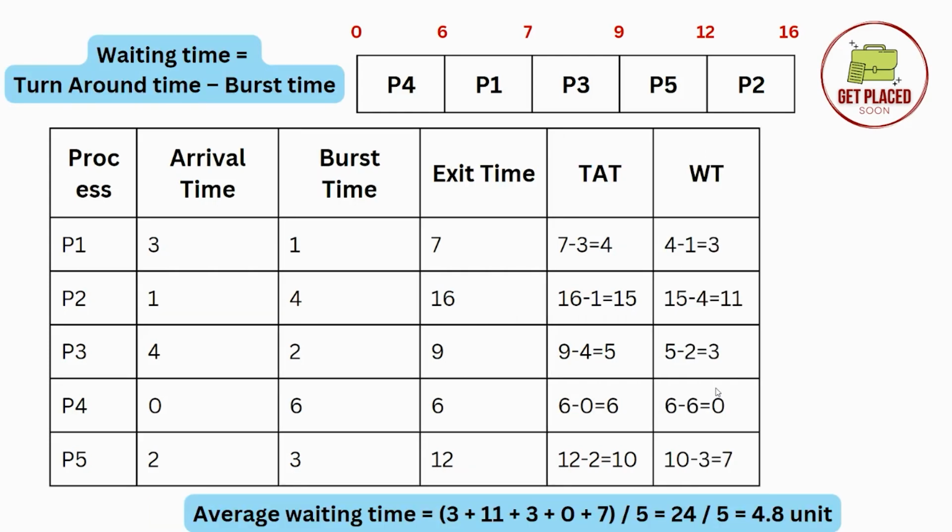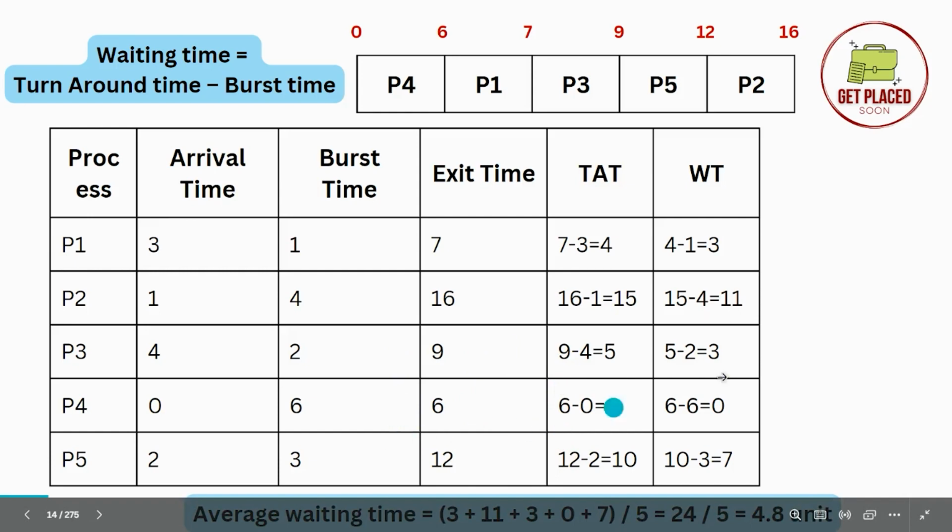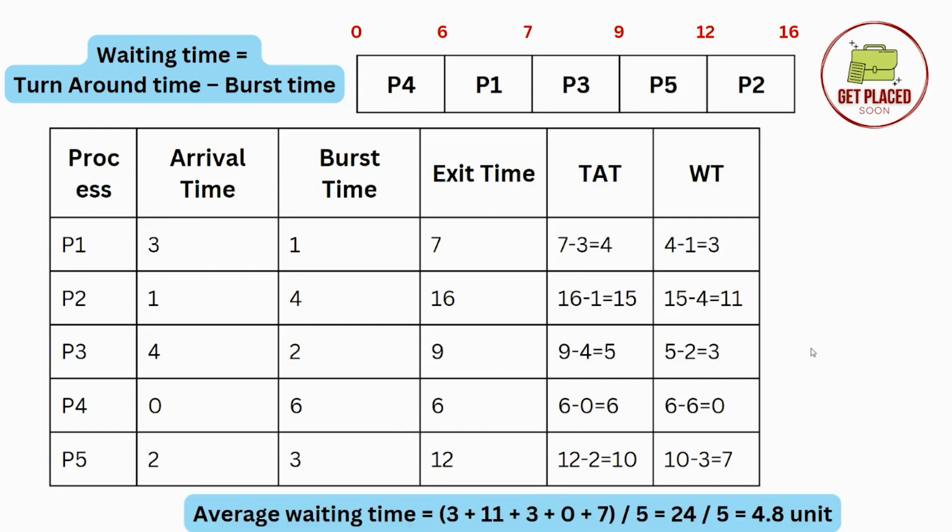Similarly, we can also calculate the waiting time. We have already calculated the turnaround time. If we subtract the burst time from the turnaround time, we get the waiting time. So 4 minus 1 is 3, 15 minus 4 is 11, 5 minus 2 is 3, 6 minus 6 is 0, 10 minus 3 is 7. So this is how we get waiting time.